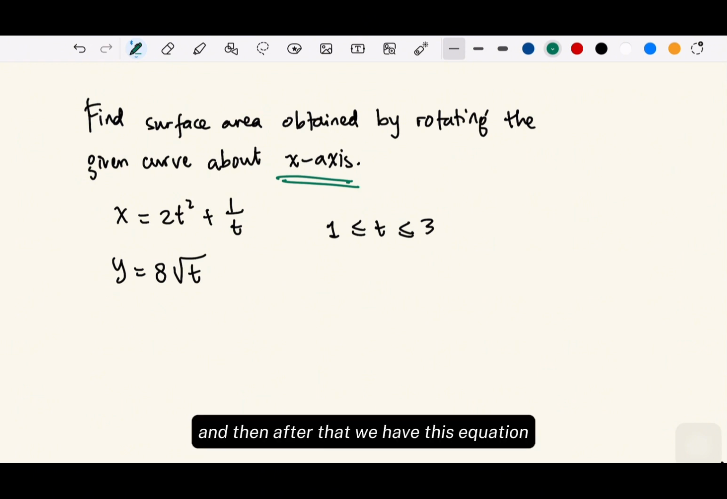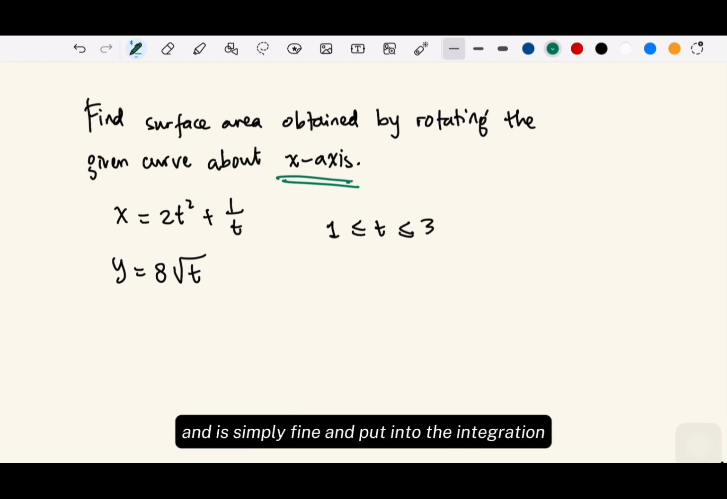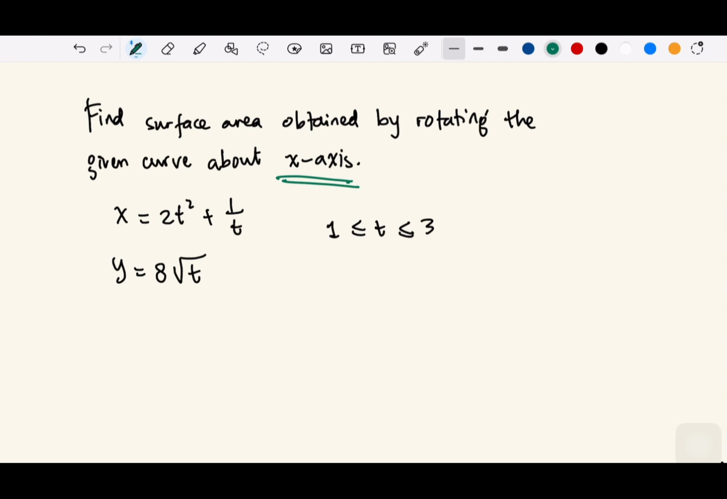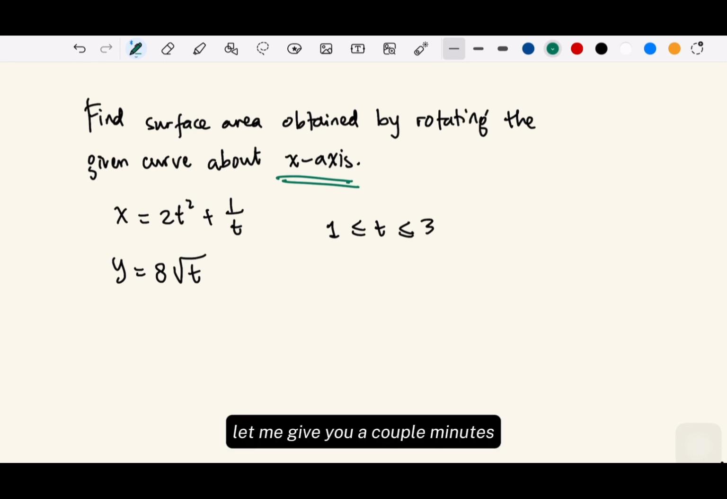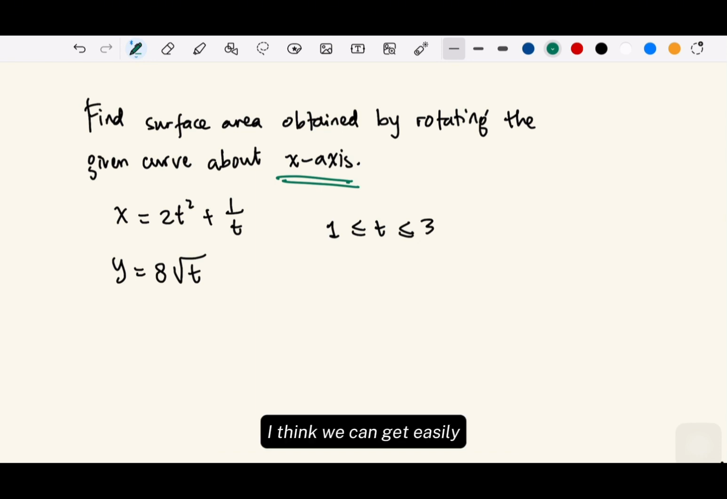And then after that, we have these equations. What do we need to do first? Perhaps taking the outline form, then simplify, and then put into the integration. Okay, let me give you a couple of minutes. Of course, we need to take the first derivative first, right? Take the first derivative with respect to t, so we find x prime and y prime. I think we can get them easily.